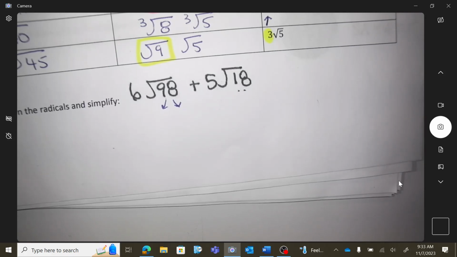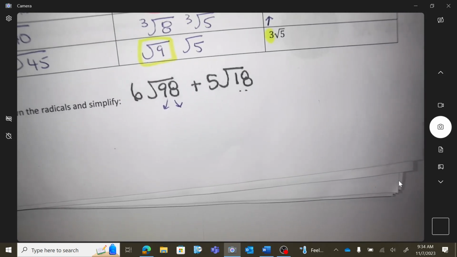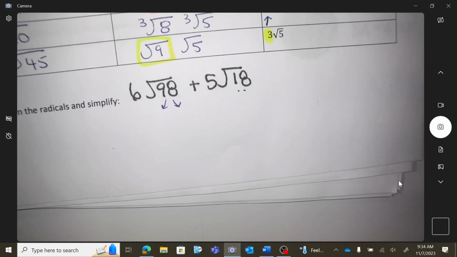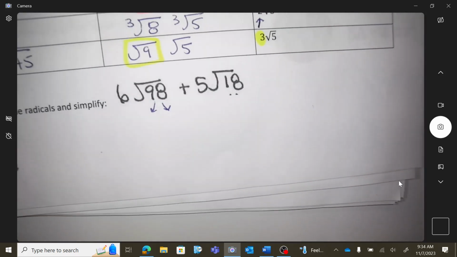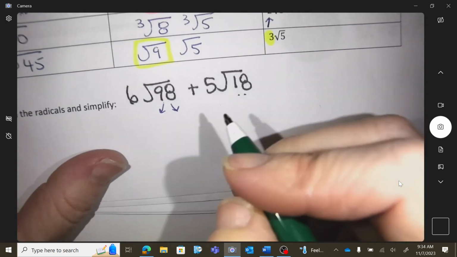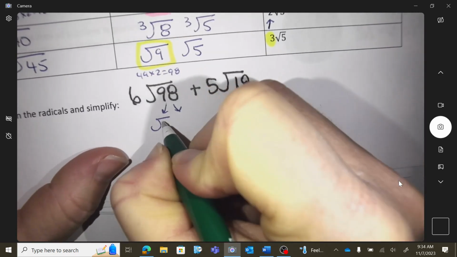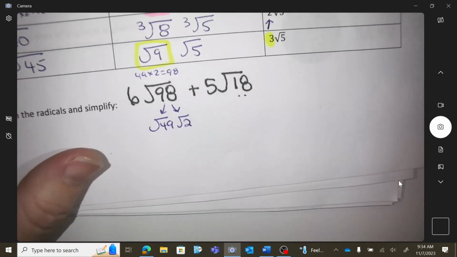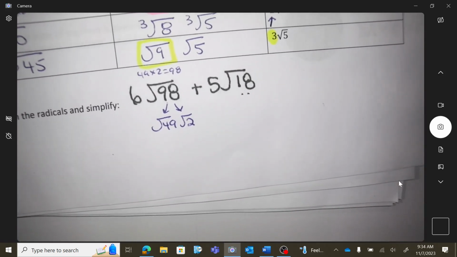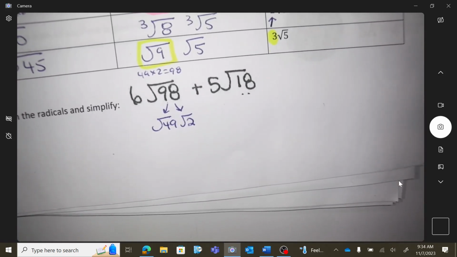16? I guess, no. 49. Who said that? 49. Divisible by 49. 49 times 2 is 98. Okay, so 49 times 2. Okay, but they're radicals, right? Because it's a total root.